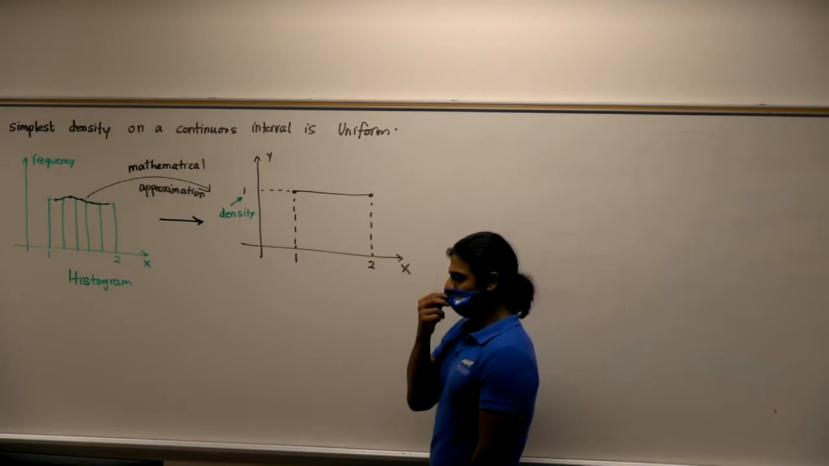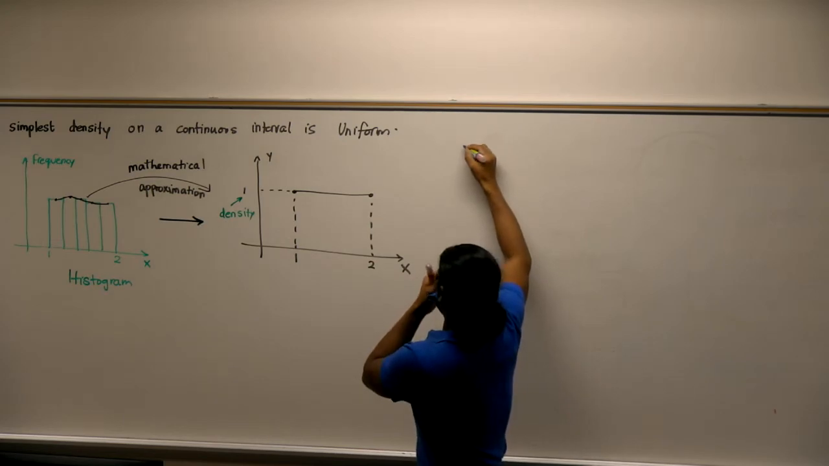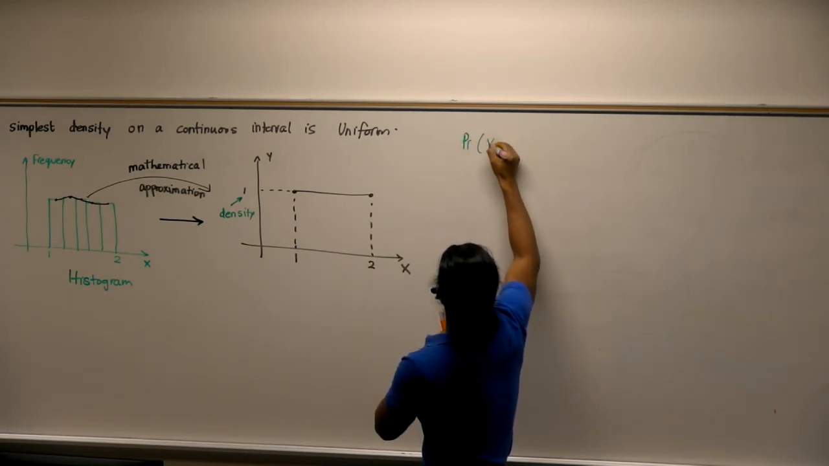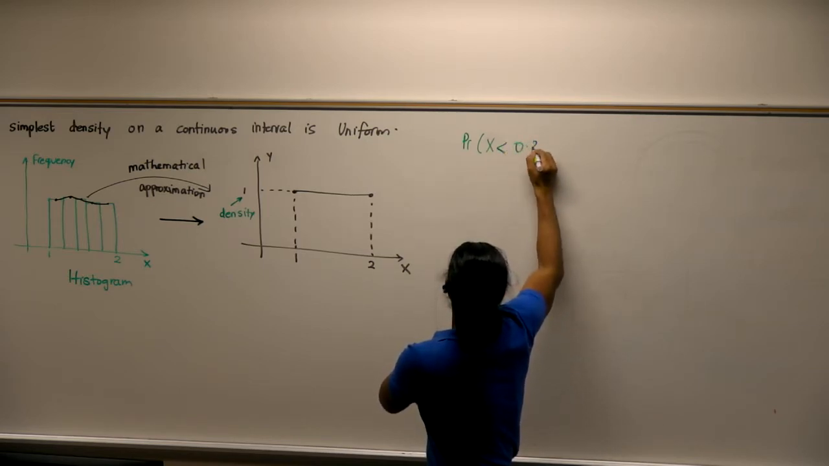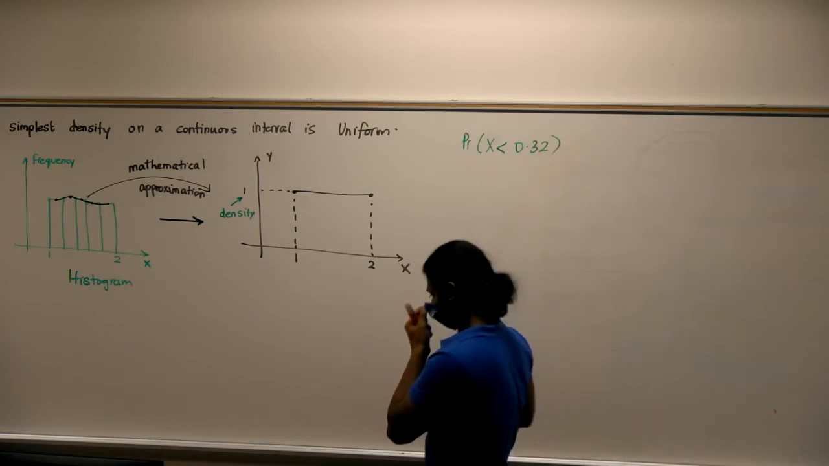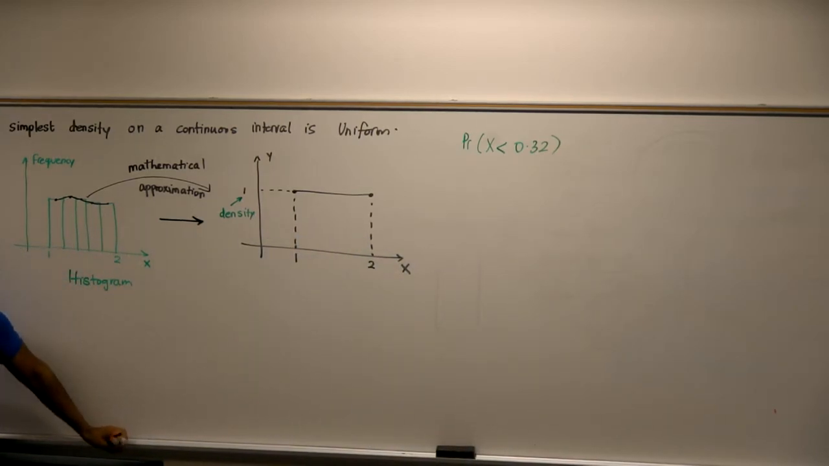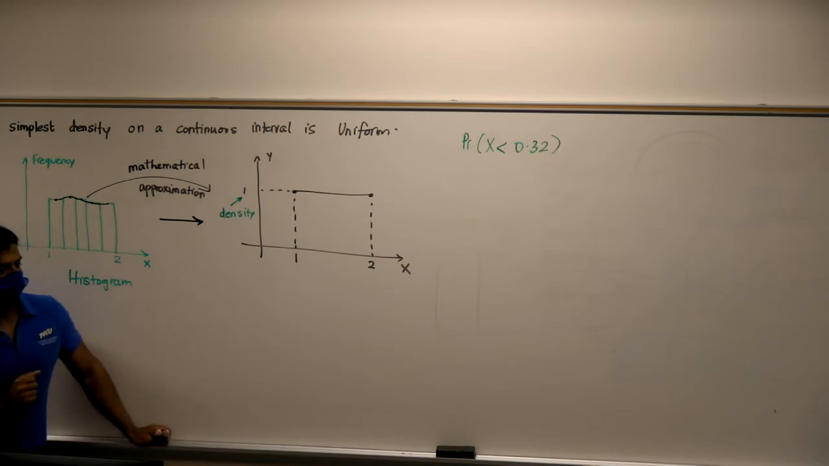So how do we find a probability here? We could say probability x is less than 0.32. Good. Less than 0.32. What do you think the probability is?